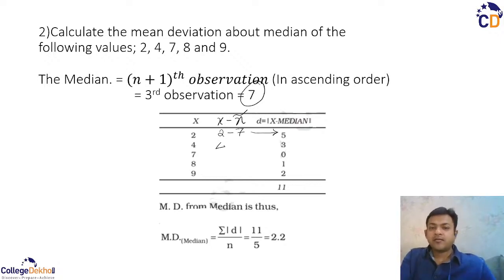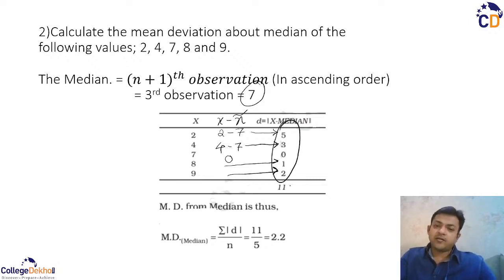Similarly, 4 minus 7 gives us negative 3. Negative 3 modulus gives us positive 3. 7 minus 7 is 0. 8 minus 7 is 1. Modulus of 1 gives us 1. And similarly, this comes out to be 2. On adding these numerical values, we get 11.